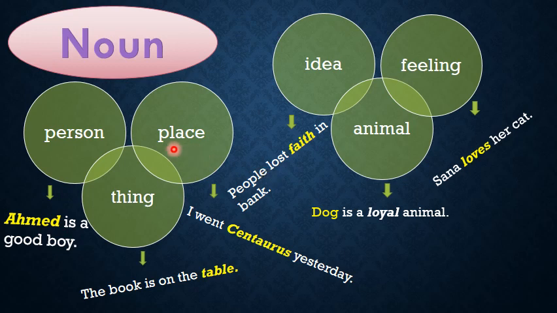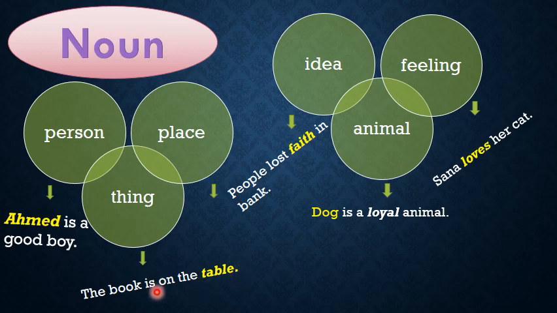The next example is of a place, which is: I went to Centaurus yesterday. Here Centaurus is highlighted. It means that Centaurus is a place, which is a shopping mall in Pakistan. The next example is of a thing. The book is on the table. Table is highlighted here. It means that table is a thing.